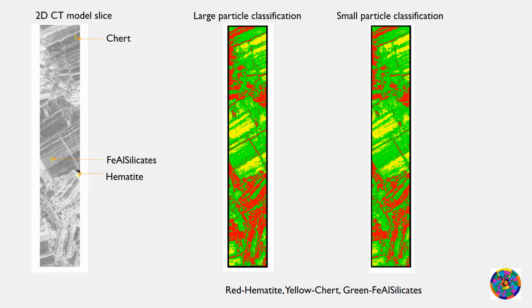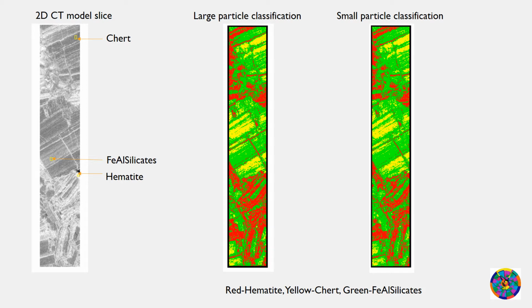This image illustrates the classification capabilities of the software. On the left is a part of the CT 2D model slice that was shown in a previous slide. The grayscale in the image represents different densities, with low density material having darker gray and high density material having a white color. With this grayscale, 3 components were identified, namely chert, iron alumina silicates, and hematite. It is possible to include density standards, for example pieces of hematite and chert, of known density in the scans, and then mineral identification can be performed automatically based on density.